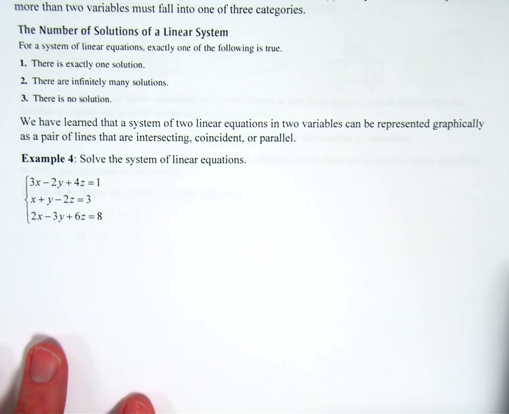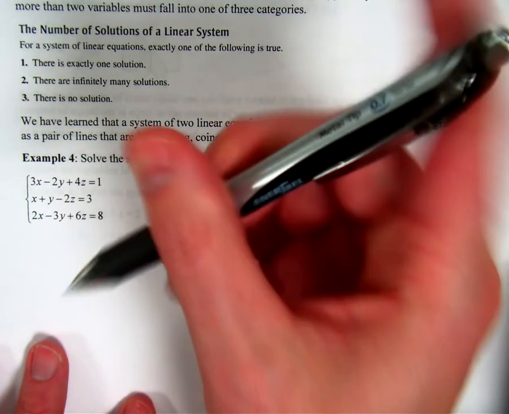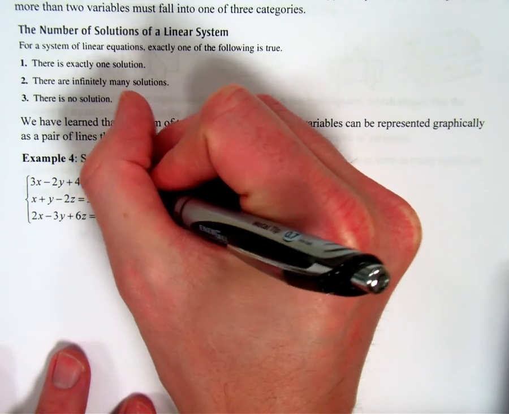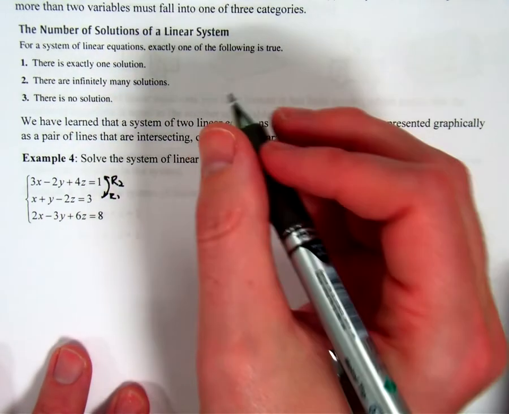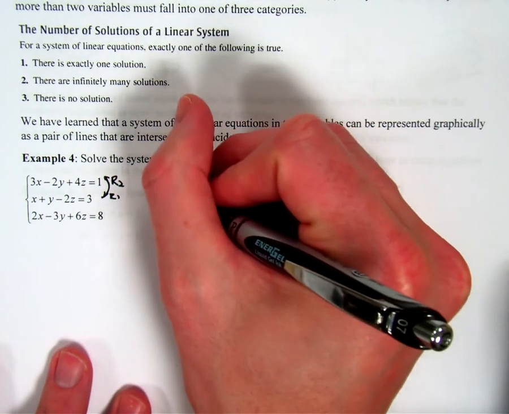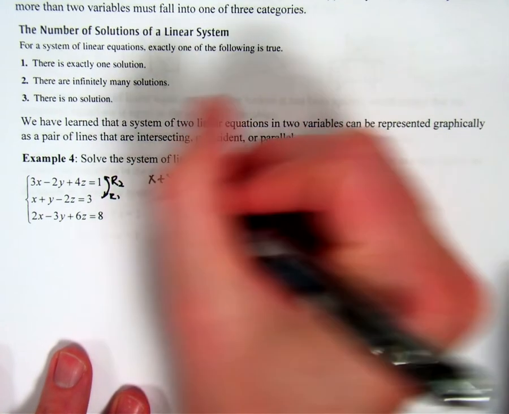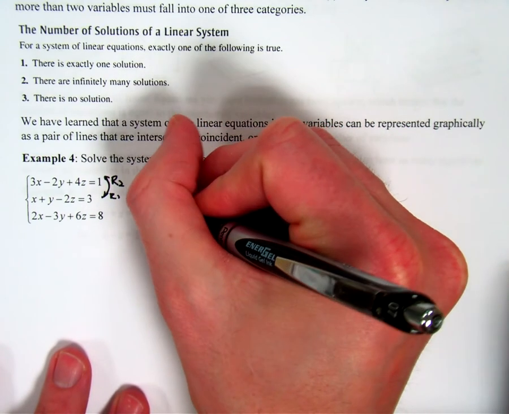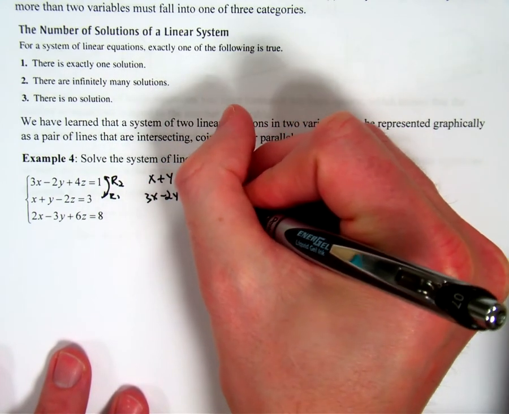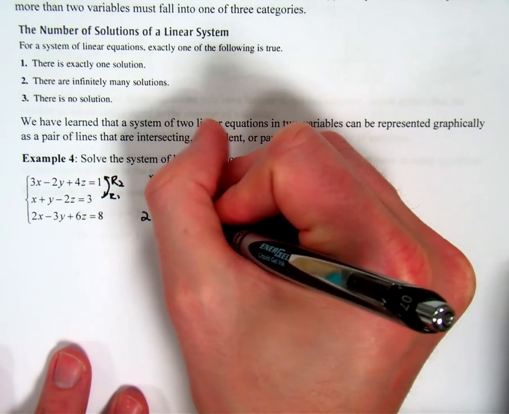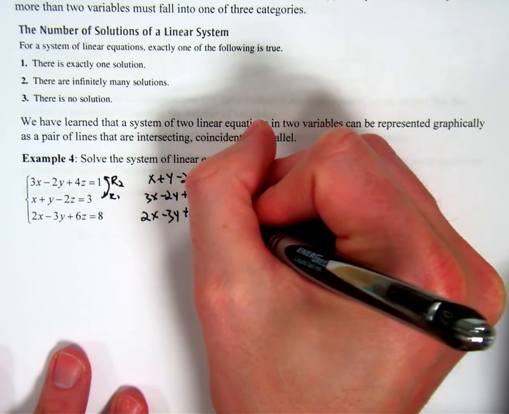Okay. Well, our first goal is to get 1x. Okay, and I think the easiest way to do that is to swap row 2 and row 1. Okay, and now we will have x plus y minus 2z on the top equals 3. And now this is my new row 2. 3x minus 2y plus 4z equals 1. 2x minus 3y plus 6z equals 8.